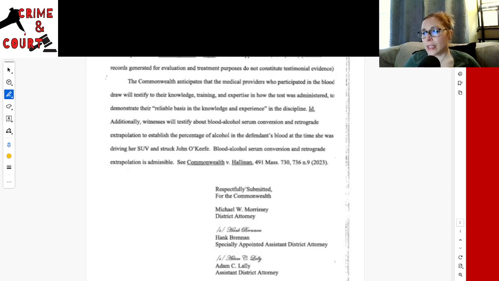Additionally, witnesses will testify about blood alcohol serum conversion and retrograde extrapolation to establish the percentage of alcohol in the defendant's blood at the time that she was driving her SUV and struck John O'Keefe. Blood alcohol serum conversion and retrograde extrapolation is admissible.